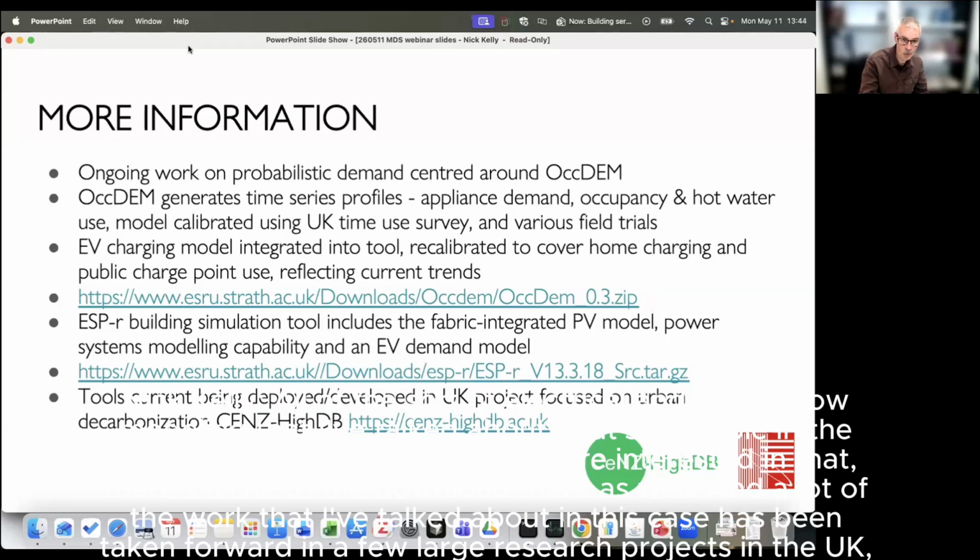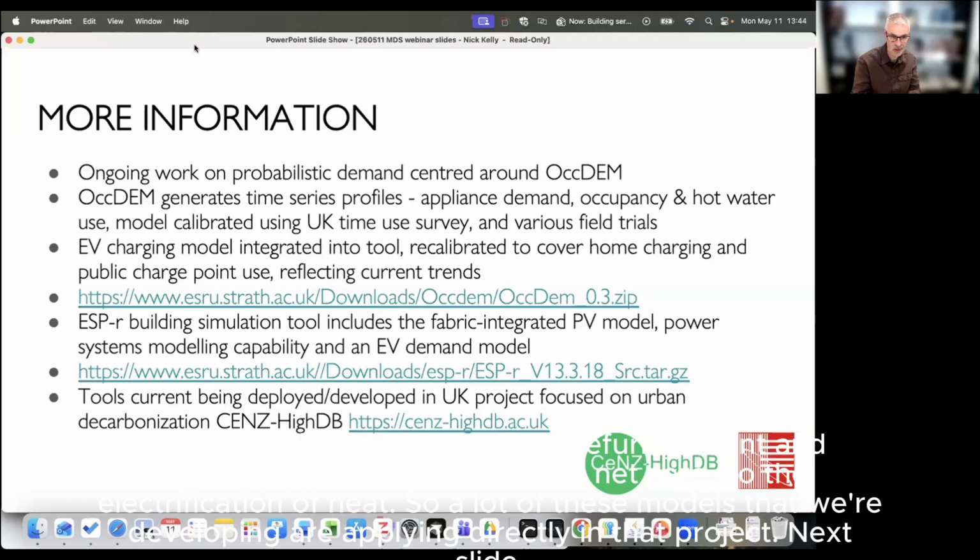And a lot of the work that I've talked about in this case is being taken forward in a few large research projects in the UK. One of which is the Centre for Net Zero High Density Buildings. That's very much focused on building refurbishment and transitioning buildings towards net zero, so the electrification of heat. A lot of these models that we're developing are applied directly in that project. Next slide.